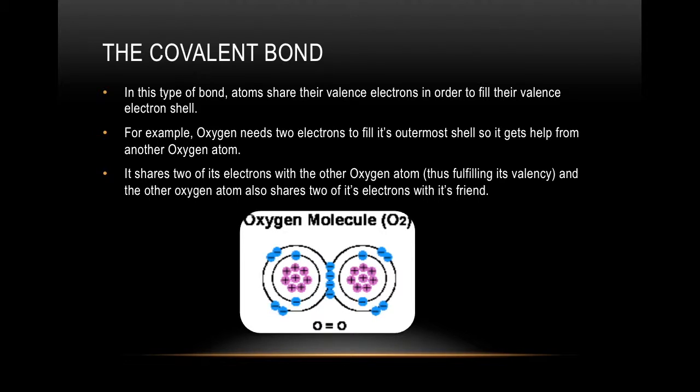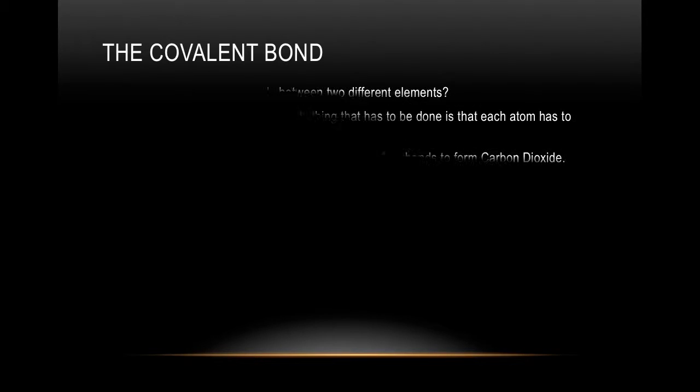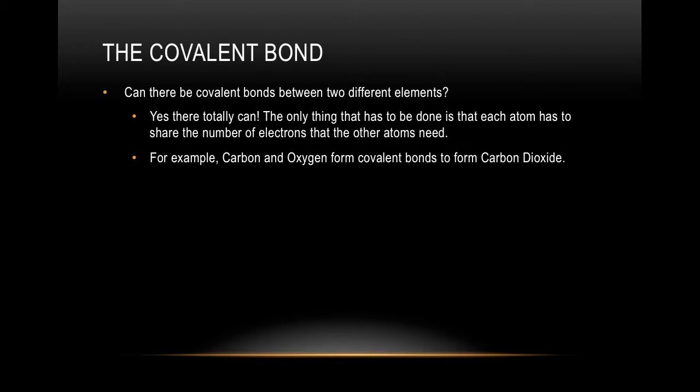So how do you represent covalent bonds? To represent covalent bonds, for every 2 electrons shared, you put a line between the atoms. And that's basically how you represent it. Well, can covalent bonds be formed between 2 different elements? Let's answer that question in this slide. Yes, of course, they totally can.